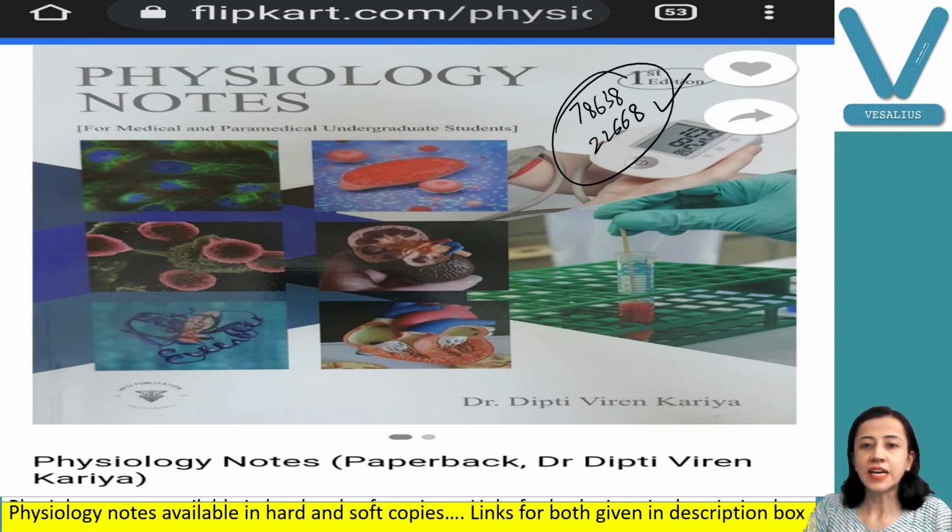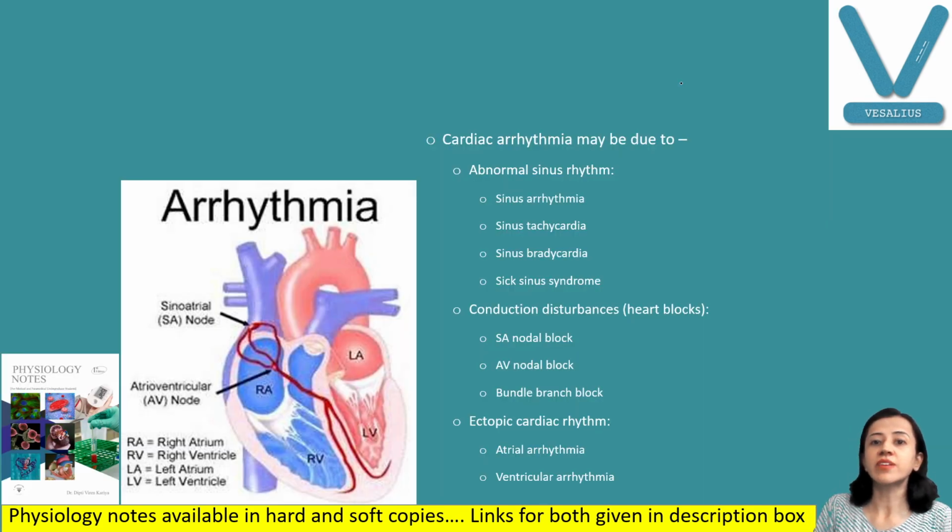So let us start today's topic, that is cardiac arrhythmia. In our last class, we discussed that cardiac arrhythmias are divided into three groups. One is abnormal sinus rhythm, second is conduction disturbance, and third is ectopic cardiac rhythm. We have discussed the first two varieties in our last class. Abnormal sinus rhythm is again divided into sinus arrhythmia, sinus tachycardia, sinus bradycardia, and sick sinus syndrome. And conduction disturbances are SA nodal block, AV nodal block, and bundle branch block. Today we'll discuss ectopic cardiac rhythm.